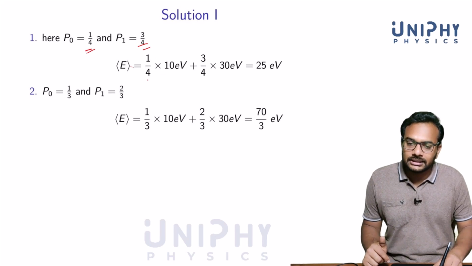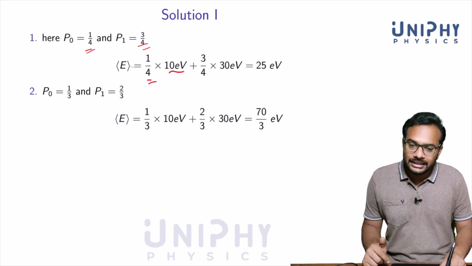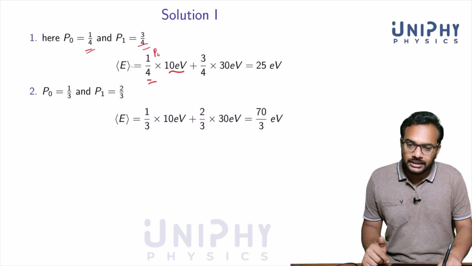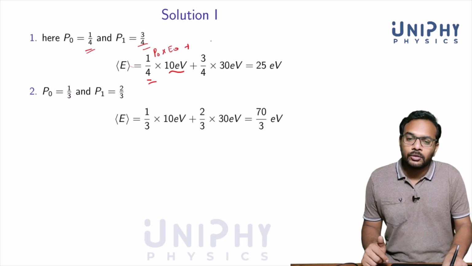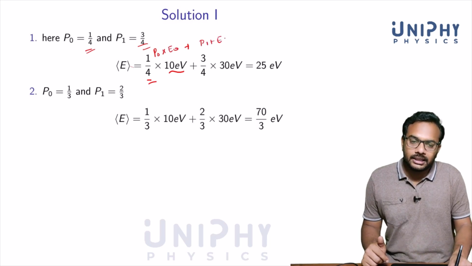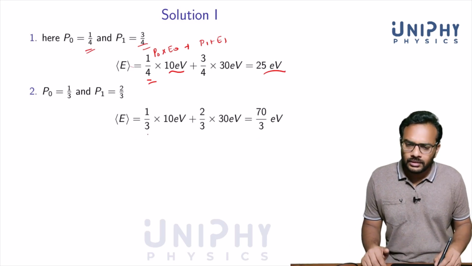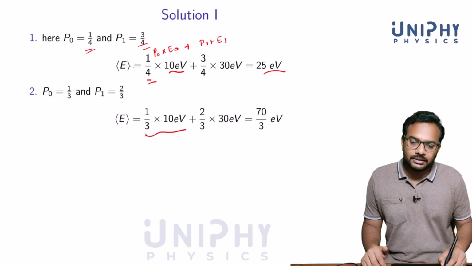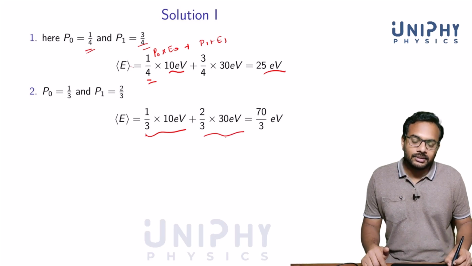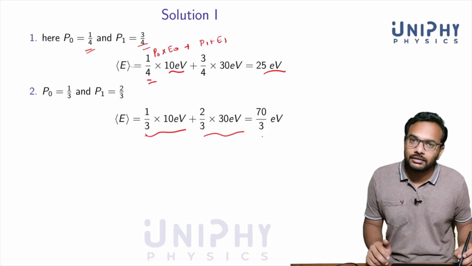What's average energy? It's P0 multiplied by E0 plus P1 multiplied by E1. That's 25 electron volts. In this case, it's 1 by 3 multiplied by 10 plus 2 by 3 multiplied by 30. So it's 70 divided by 3 electron volt.